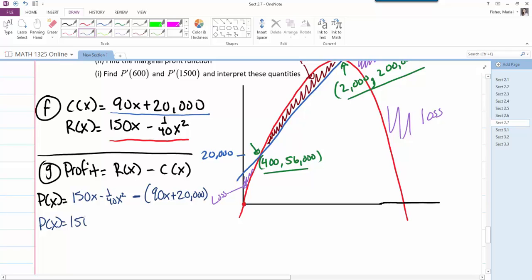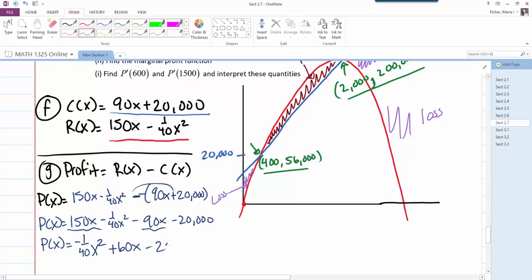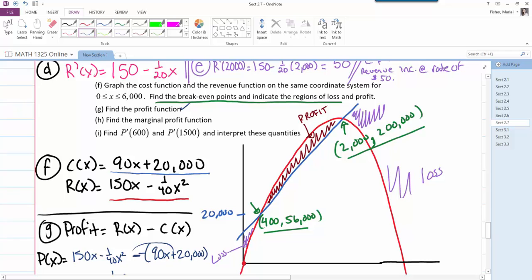So I get 150x minus 1/40 x squared minus 90x minus 20,000. So then my profit function, if I combine like terms and reorder, is negative 1/40 x squared. 150 minus 90 is going to be plus 60x minus 20,000. So that's my profit function. That's part G. Part H, so this is done, is find the marginal profit function.